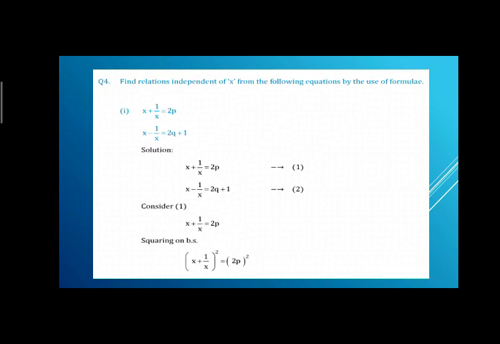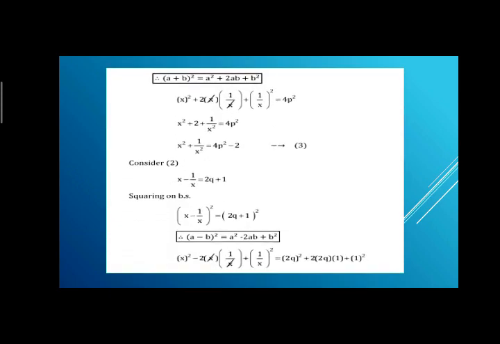Now here we use the formula, that is a plus b whole square or a minus b whole square, on both equation number 1 and equation number 2. First we consider equation number 1, that is x plus 1 over x is equal to 2p, squaring on both sides. So x plus 1 over x whole square is equal to 2p square. After applying the formula, the value will become x square plus 2 plus 1 over x whole square is equal to 4p square. So the square of 2 is 4, and the square of p is p square.